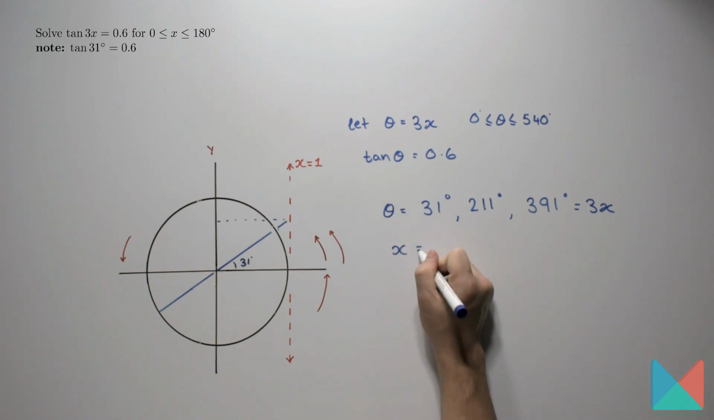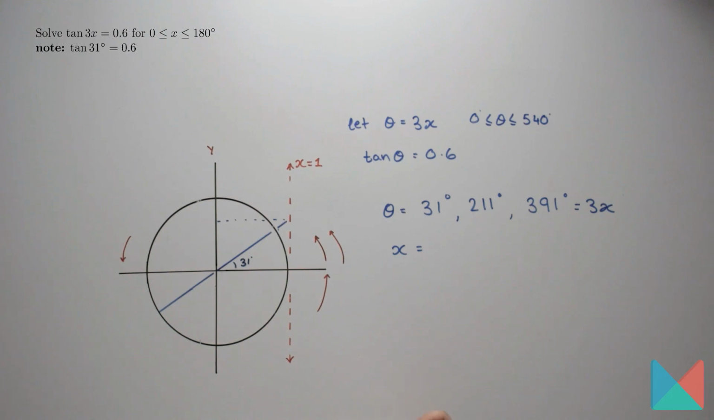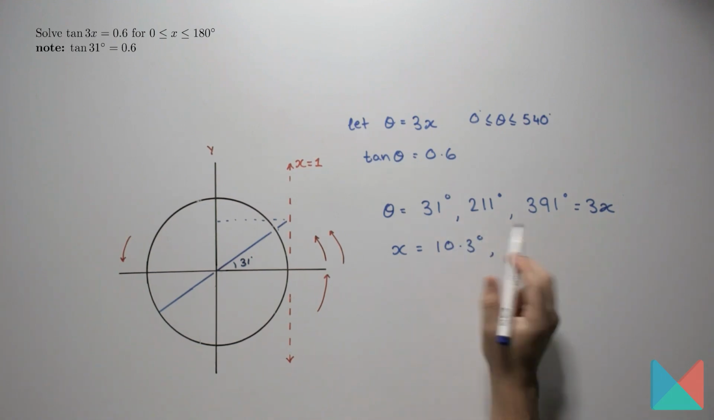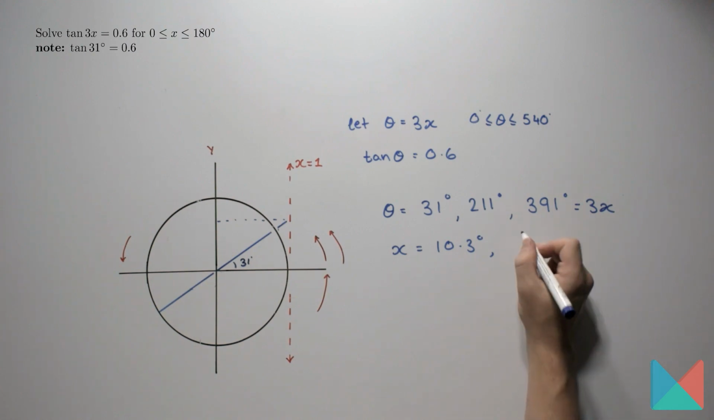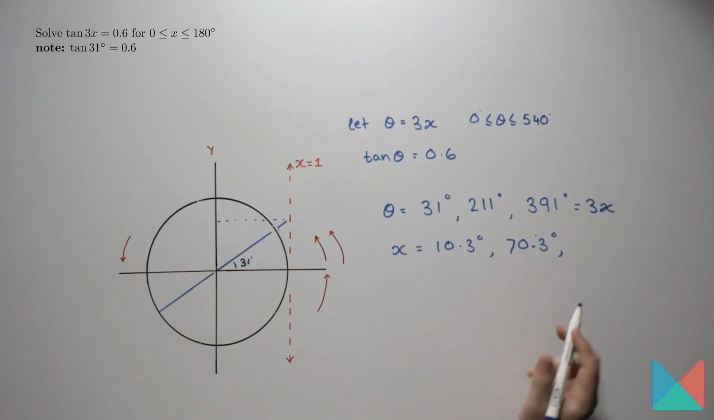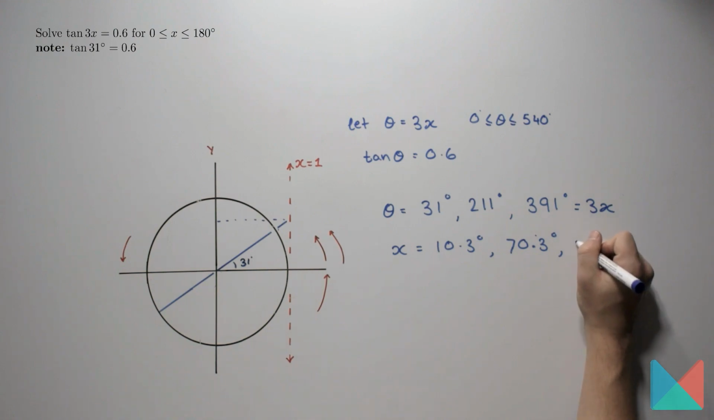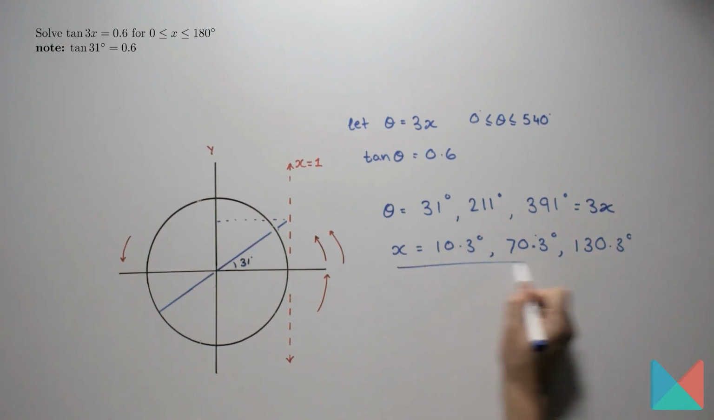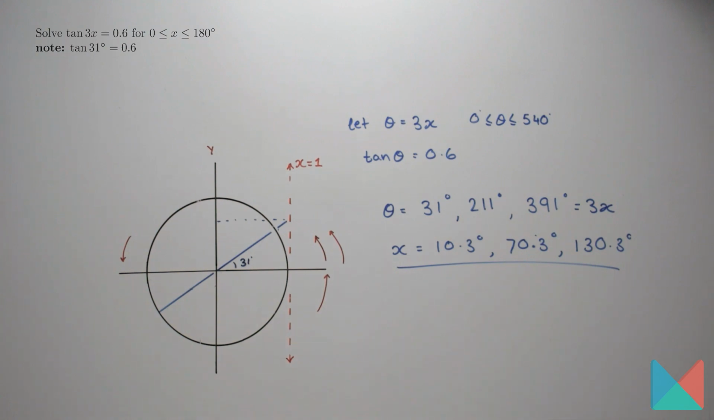And so we get x is equal to, well, 31 divided by 3 will get us 10.3 degrees. 211 divided by 3 will be 70.3 degrees. And finally, our 391 degrees divided by 3 will be 130.3 degrees. And so these are our solutions for x. So that concludes this example, and now let's move on to our final problem.